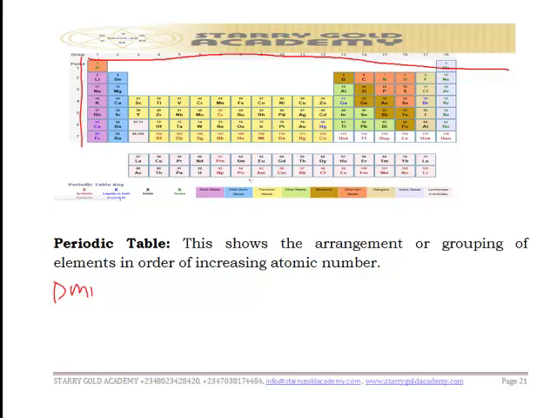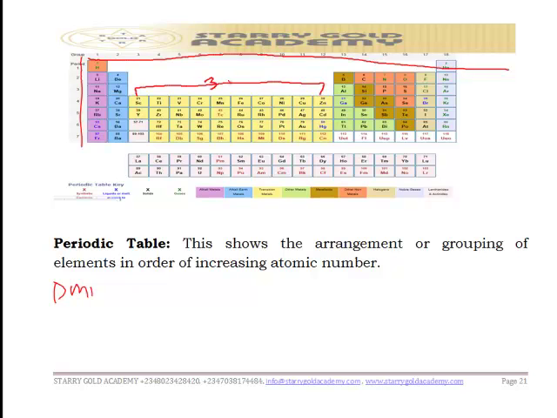Some textbooks or some materials will say we have group 1 to group 18. Some will say we have group 1 to group 0. So if you have any material or you've seen any periodic table that indicates group 1 to group 18, that means they are including what we call the transition metals.